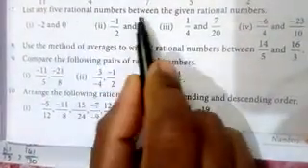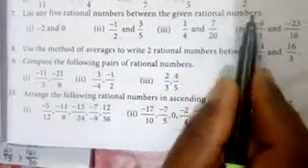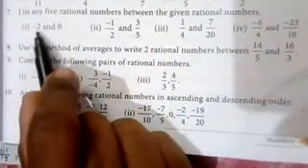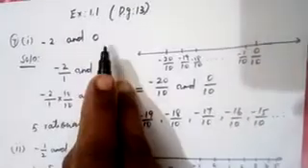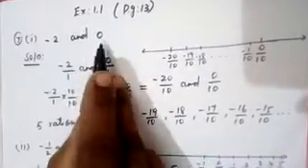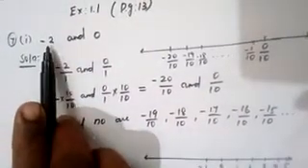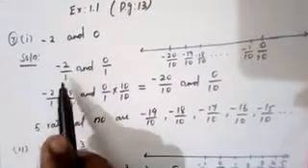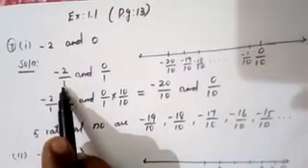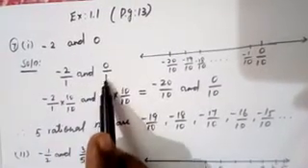Now, 8th standard maths, Exercise 1.1, 7th problem. List any 5 rational numbers between the given rational numbers. Minus 2 and 0. Between these two numbers we want to find 5 rational numbers. The denominator is not given, so it is a whole number; the denominator we consider as 1. Here also the denominator is considered as 1.